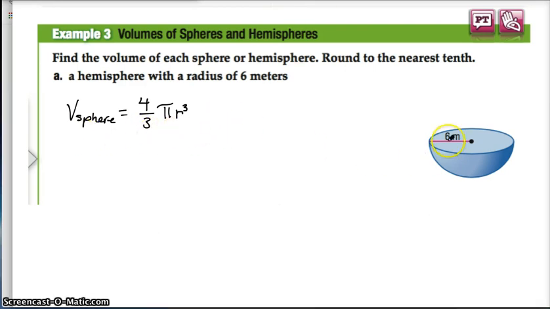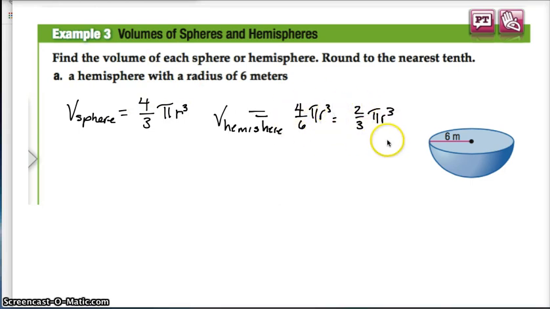Now that we have that formula, sorry for not putting it in another way, it will make sense to be able to find the volume of this hemisphere. The volume of a hemisphere is just going to be half the volume of the sphere. So we then get 4/6 pi r cubed, or 2/3 pi r cubed, okay?